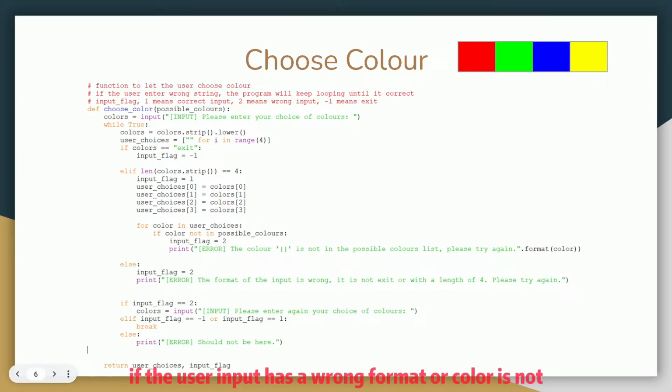If the user input has a wrong format or a color is not in the possible color list, then the input flag is 2. Besides, the input of the user is stripped and changed to lowercase just to prevent the user from making some small mistake. After that, if the flag is 2, the program will ask for the input again. Else, the while loop is broken, and the user's color choice and the flag will be returned.